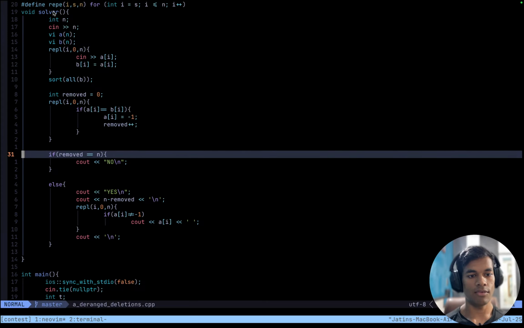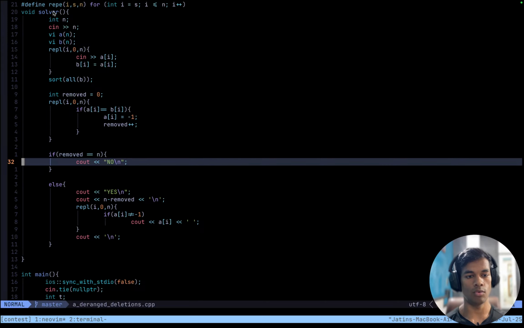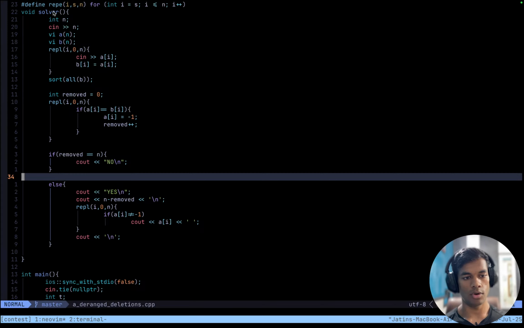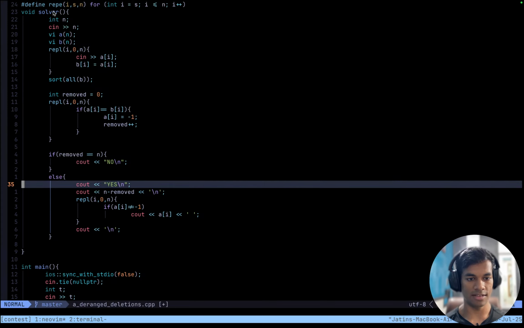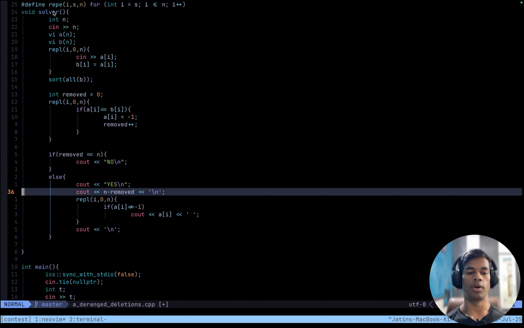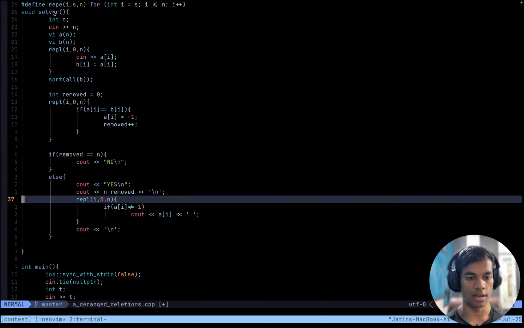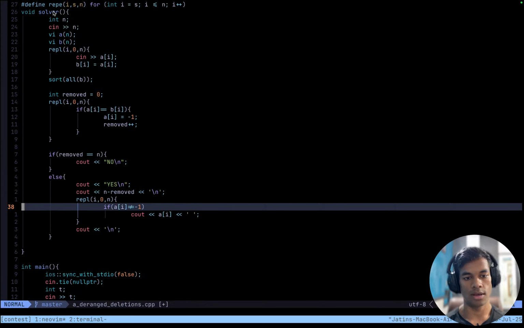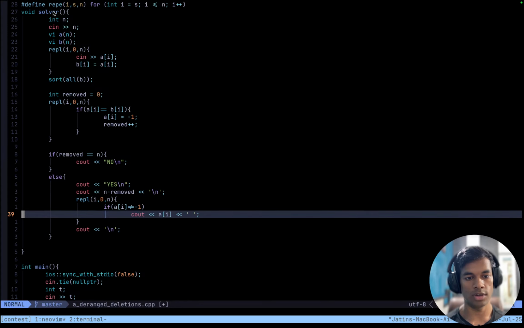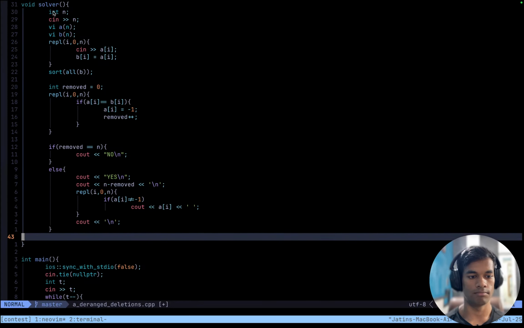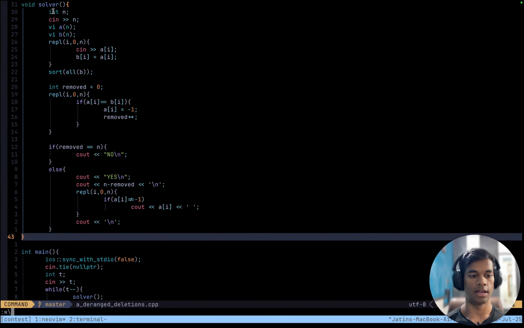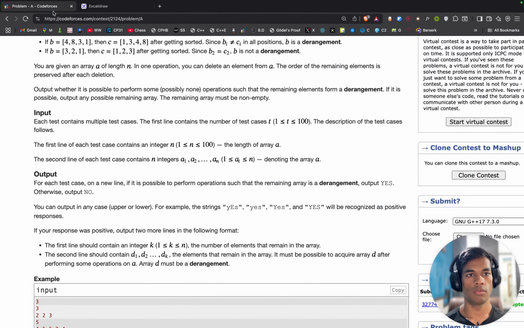And at the end, if I see that I have removed all the elements, then no, not possible. But if I have not removed all the elements, I output yes, and then I output the number of remaining elements, which is n minus the number of elements that were removed. In the next line I traverse through the array, and if an element is not equal to -1, I output it, and at the end a new line. That is it for this one.